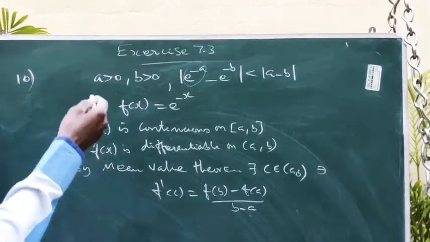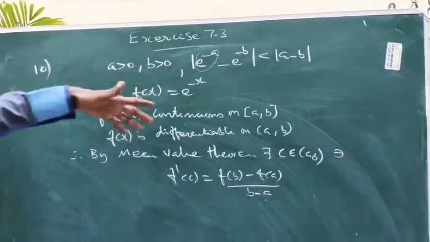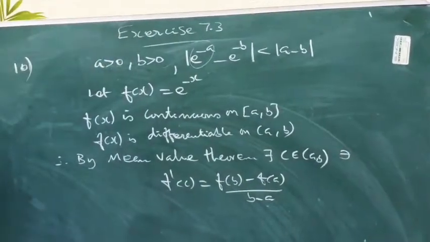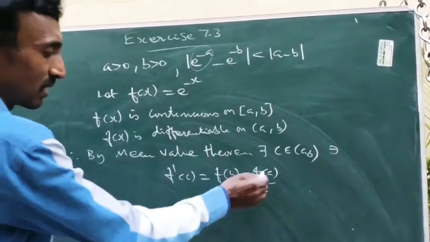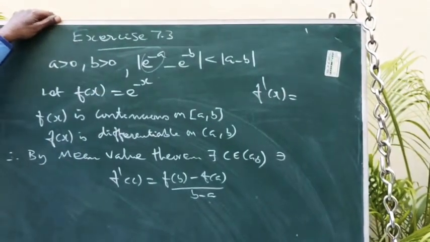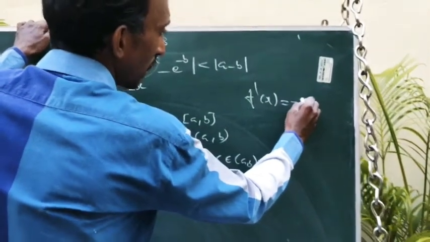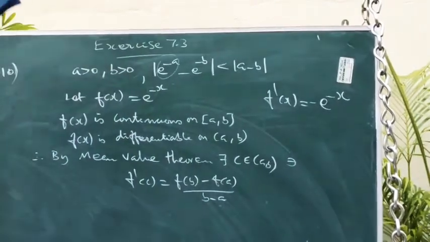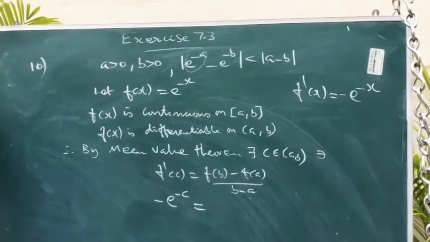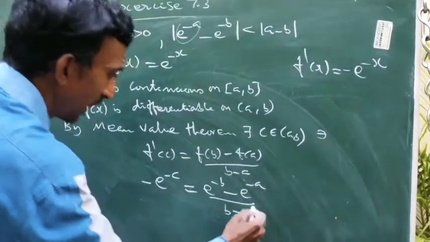Obviously, a and b are positive. It is a continuous function and differentiable. Therefore, by mean value theorem, there exists a point c belonging to the open interval satisfying the condition: first derivative equal to f of b minus f of a by b minus a. So what is the first derivative? The differentiation of e power ax is a into e power ax. Here a is minus 1, so minus 1 into e power minus x. That is the first derivative. So if we put it here, minus e power minus c equal to e power minus b minus e power minus a by b minus a.